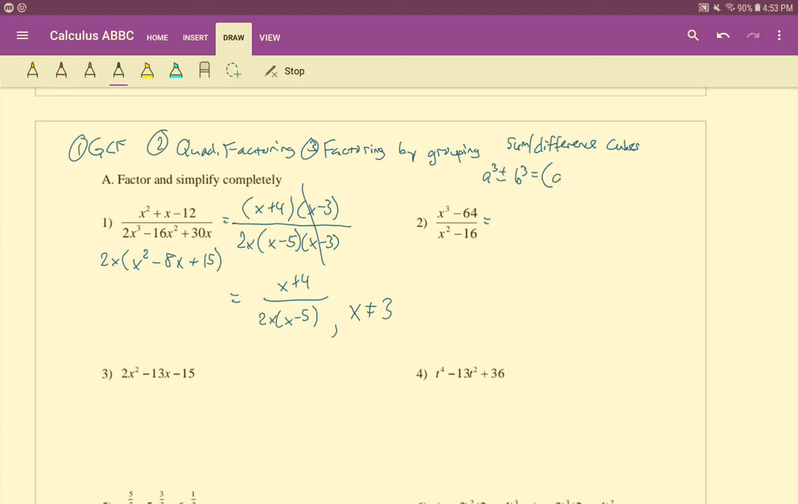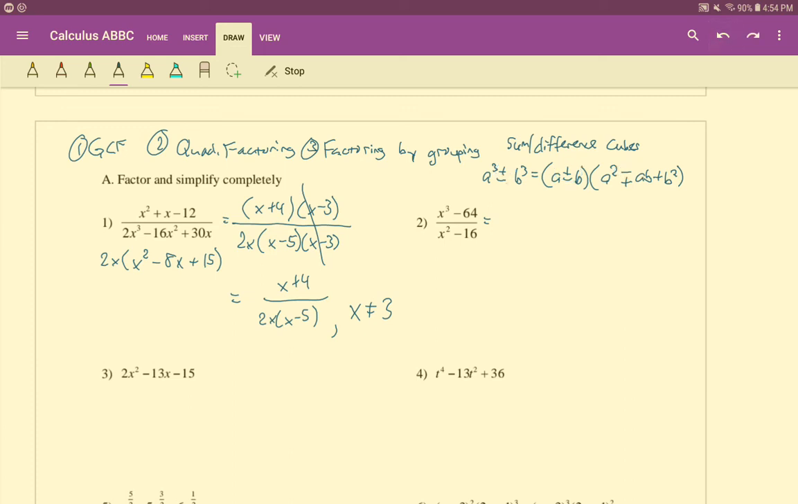It would be a plus or minus b, and it'll be a squared minus or plus, so the sign changes, ab, and then plus b squared, like that. So if you have a sum of cubes, then it's going to be a plus b, and then a squared minus ab plus b squared.